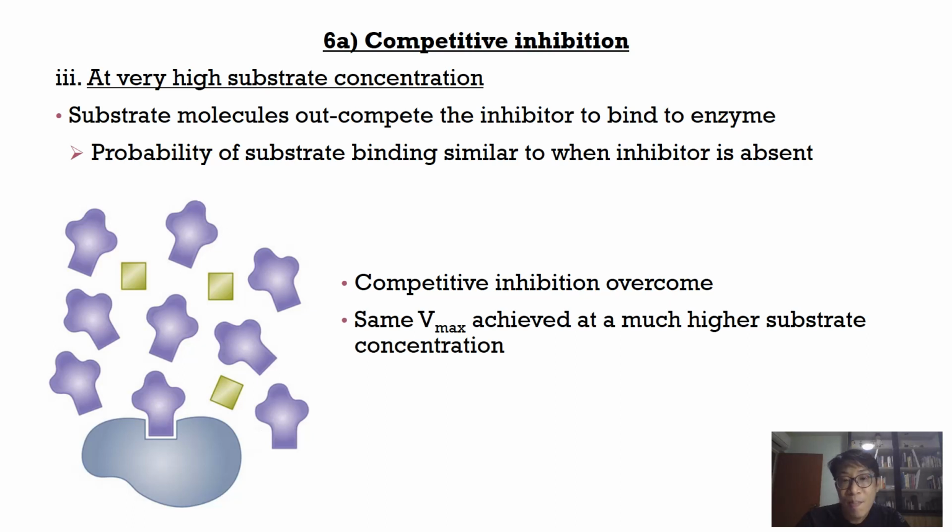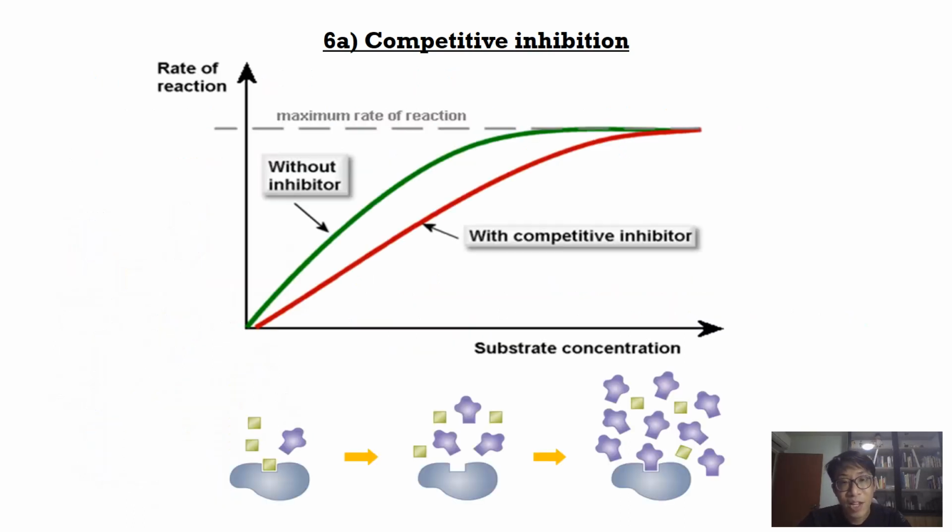So the same Vmax can be achieved as if there is no competitive inhibitor, but the substrate concentration at which this Vmax is achieved would be much higher. Putting everything into a graph, this shows the effect of increasing substrate concentration on the rate of reaction with and without the competitive inhibitor. The green line is the normal one that you have learned in the previous lecture. The red line is the one with the presence of the competitive inhibitor.